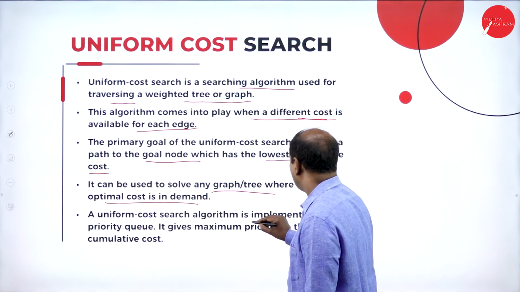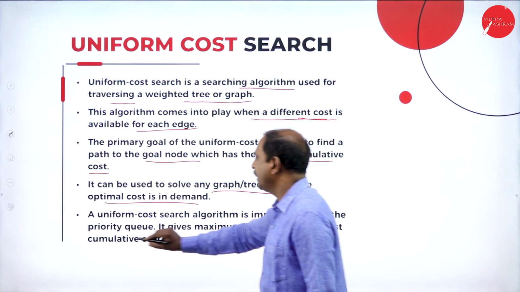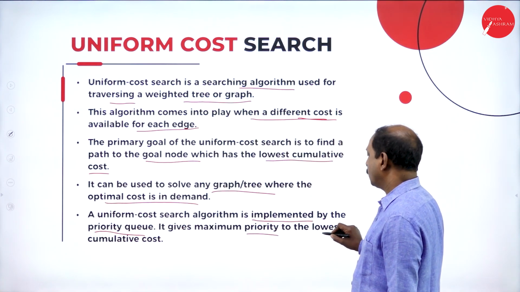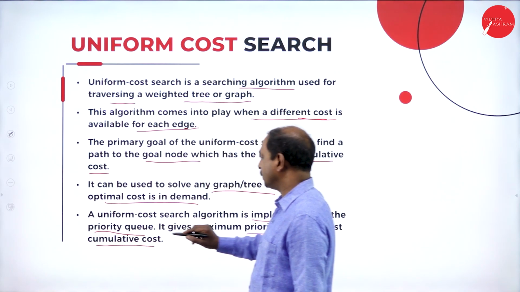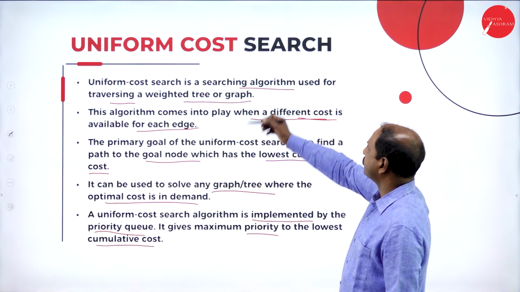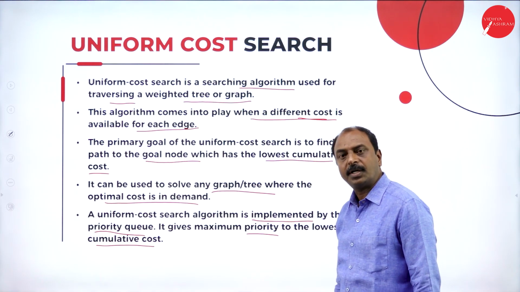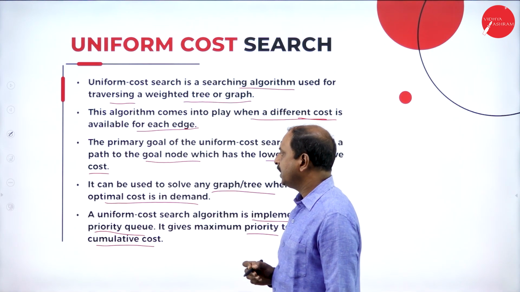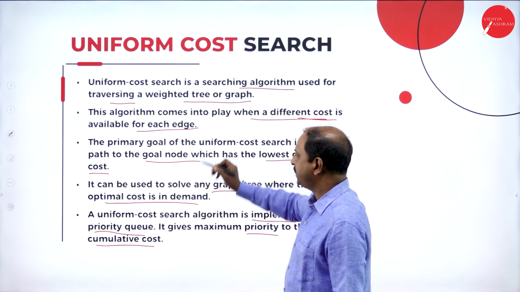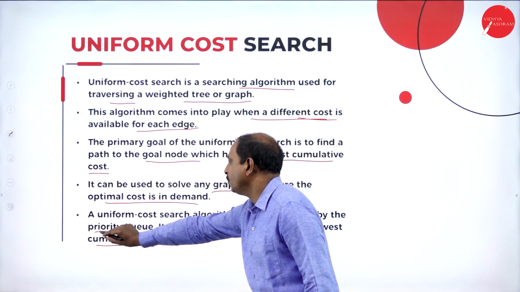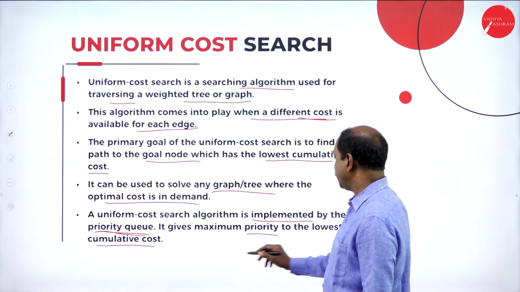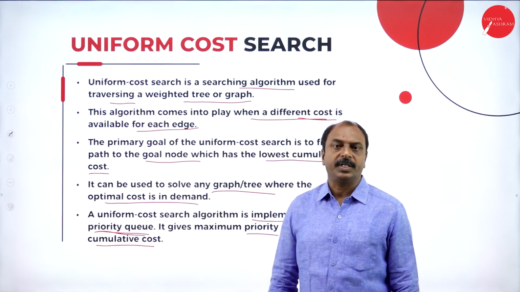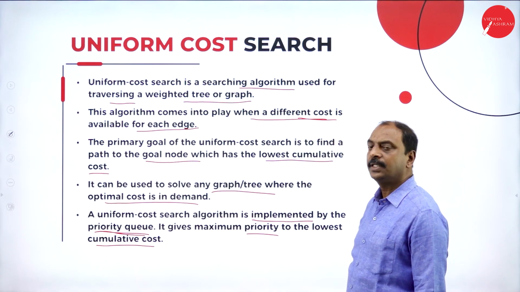Now this algorithm is implemented by a priority queue. So it gives the maximum priority to the lowest cumulative cost. As we know, this uniform cost search algorithm is going to work with the cost for each edge, and it is going to give priority to the nodes which have the lowest cumulative cost. So this is the definition of uniform cost search.